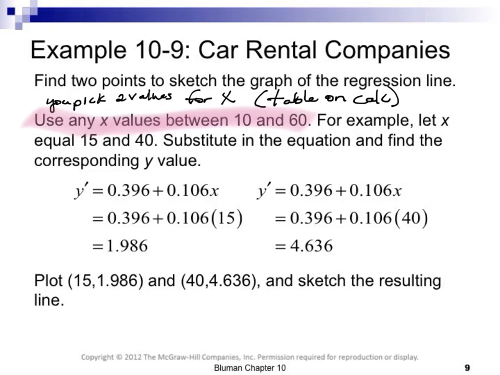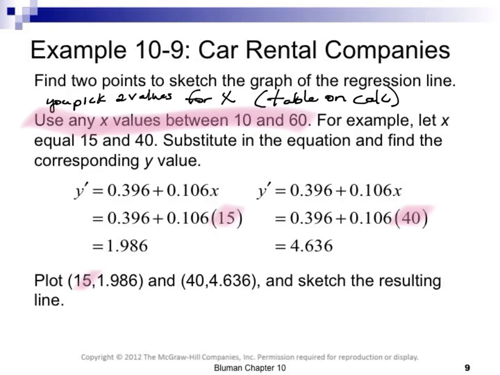And that's the hardest thing I think I have to tell students, is they say, where does the x come from? You pick it. You just pick 2 numbers, draw them out of the hat, whatever. Substitute in the equation and find the corresponding y value. So here we've put in our 15, and here we've put in our 40, and you get 2 y values. So that's 2 points on the line.